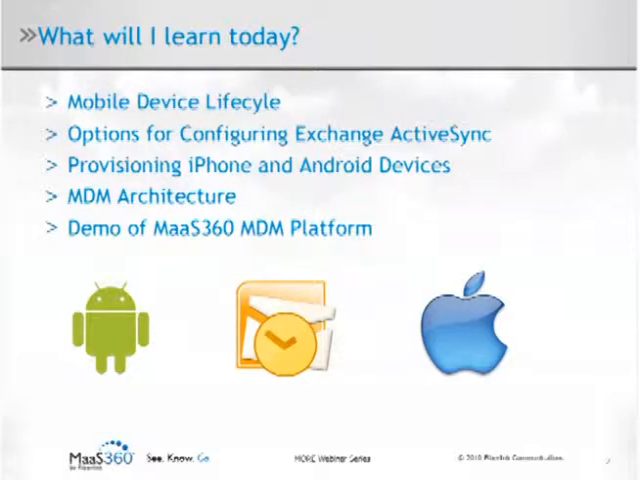Okay, so today we're going to talk about the mobile device life cycle, options for configuring Exchange ActiveSync, the steps that the end user takes to provision an iPhone and Android device, as well as the IT admin, the MDM architecture, so basically some of the benefits that you can get with an MDM management solution such as MAS 360 as compared to just using Exchange ActiveSync to manage your mobile devices. And then finally, we're going to go through a quick demo of our MAS 360 MDM platform and show you some options that we have to offer you for mobile device management.